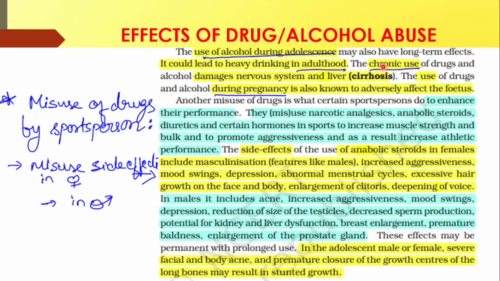The chronic use, long time use of drugs and alcohol, damages the nervous system and causes liver cirrhosis. In pregnancy, if the drug is used, then it causes adverse effects on the health of the fetus. Now, these drugs are also misused by sports persons. This can also be asked as a question, how it is misused by sports persons.